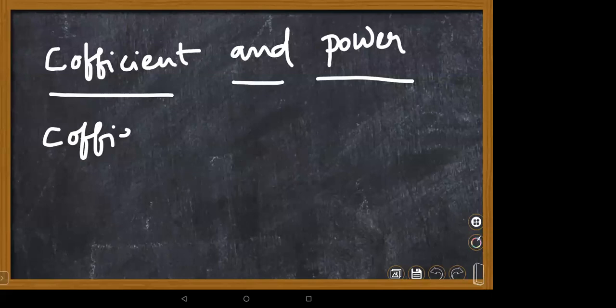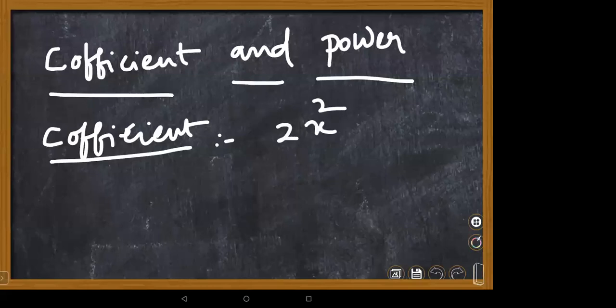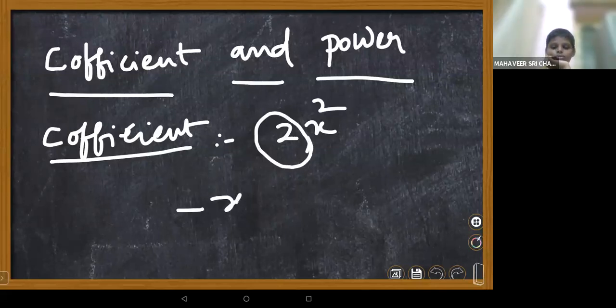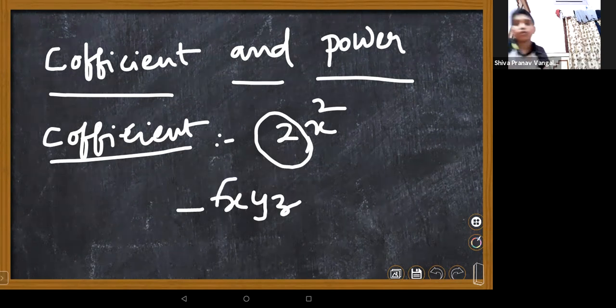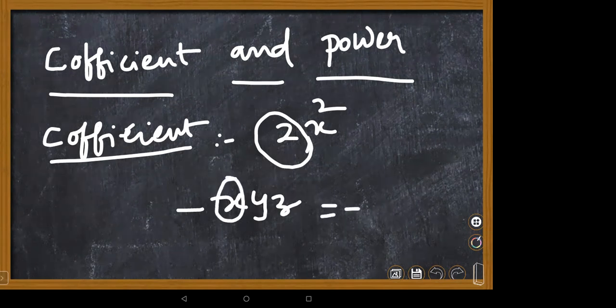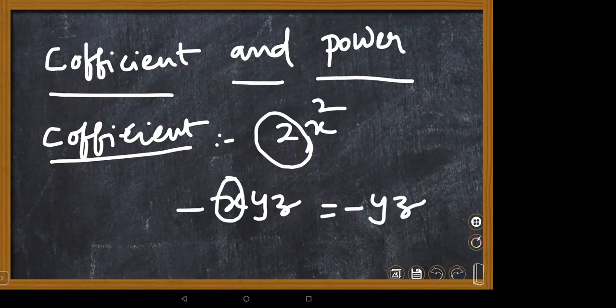Now we'll discuss coefficient. Suppose my question is 2x square. What is the coefficient of x square then? Ma'am, 2. Suppose minus xyz. What is the coefficient of x? Ma'am, minus yz. Very good. Minus yz. Very good.